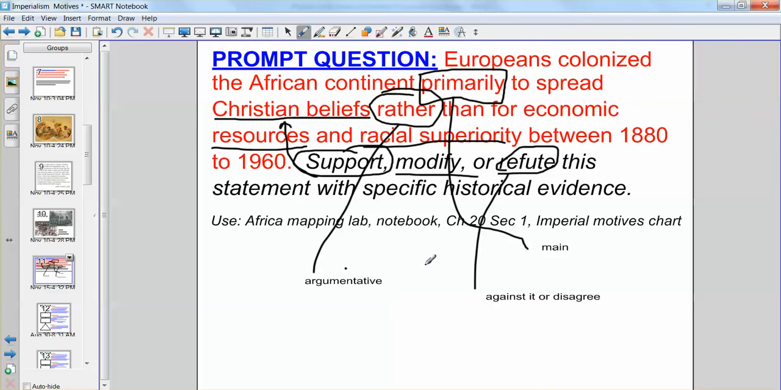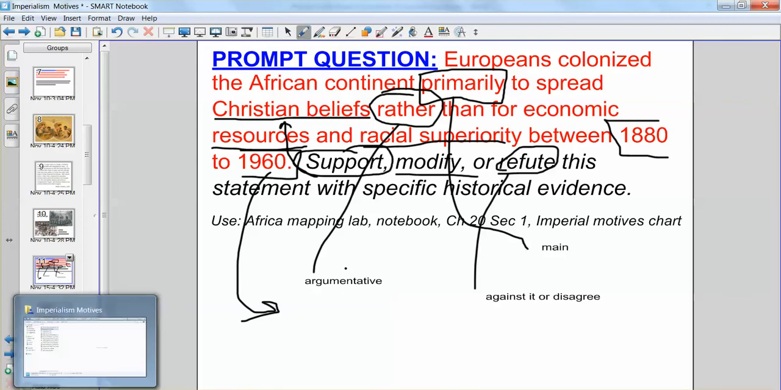Now, the other key part is to notice that you've got from 1880 to 1960. That's the time frame. If you go back to your African timeline, and I want you to look at it, it's on the previous page, you'll notice European colonization happened during that time. So you really can't talk about independence that came afterwards, nor can you really talk about anything that happened before the 1880s.